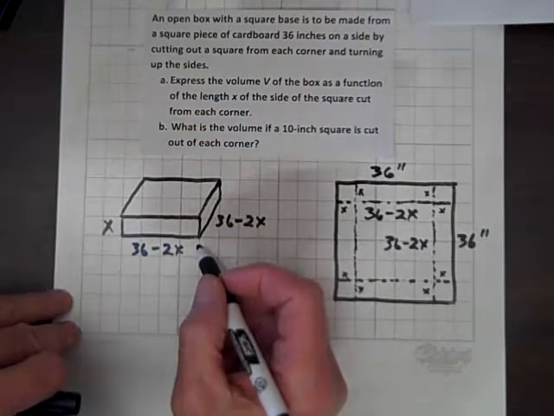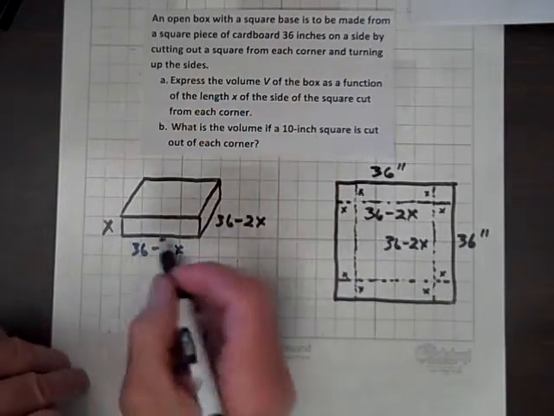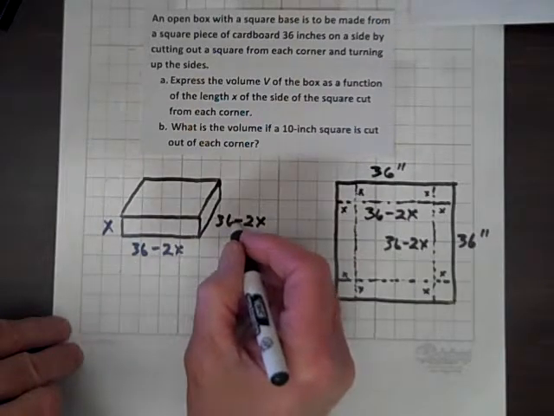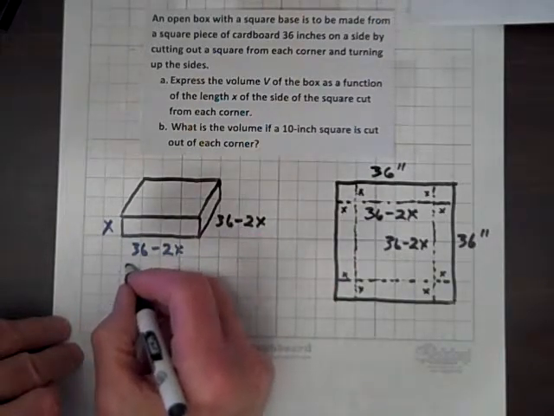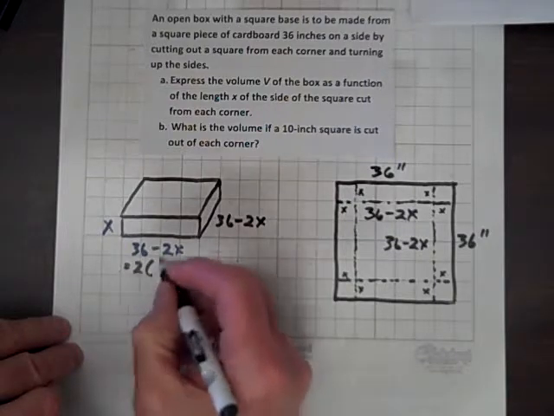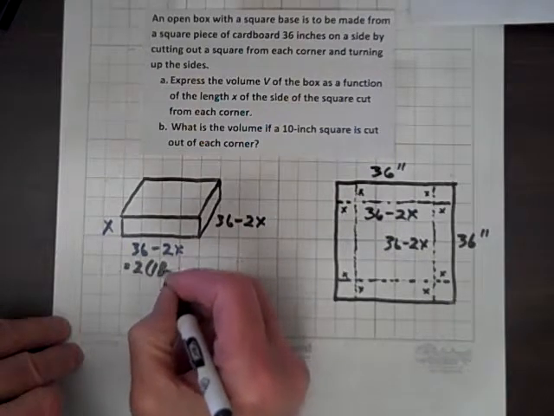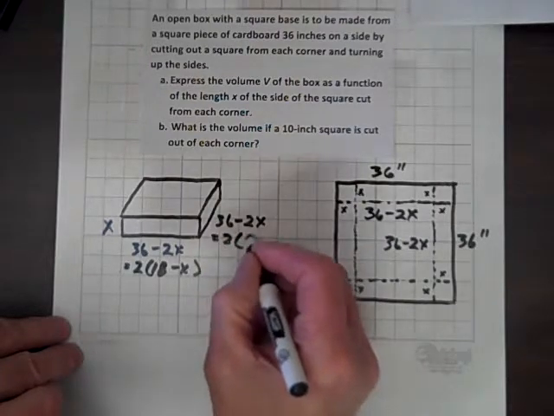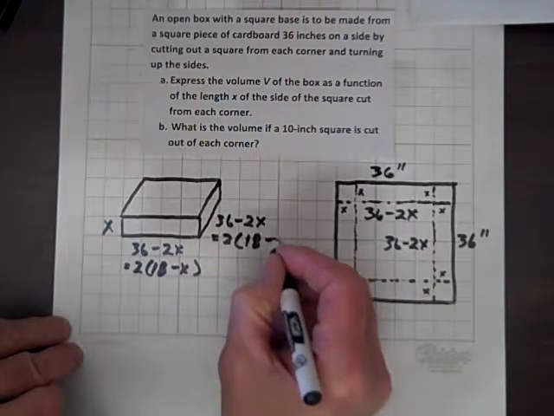Now here's a hint to make your life for this problem a little easier. Factor 2 out of these two lengths. So we get 2 times (18 minus x) equals 2 times (18 minus x).